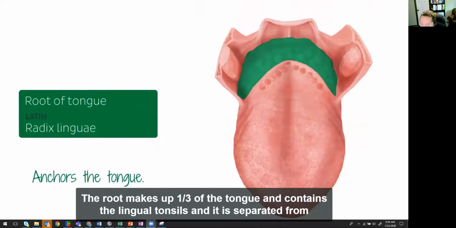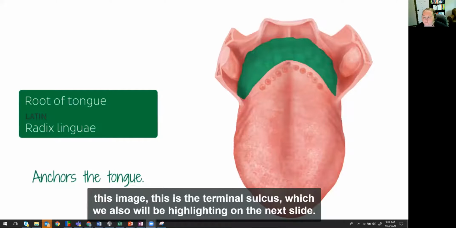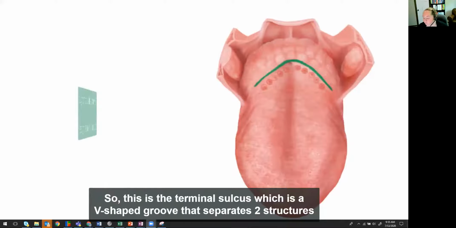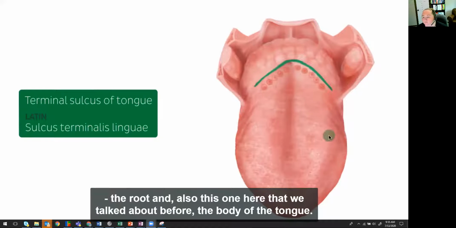The root makes up 1/3 of the tongue and contains the lingual tonsils, and it is separated from the body of the tongue by a V-shaped terminal sulcus, which you see a little bit here on this image. This is the terminal sulcus, which we also will be highlighting on the next slide. So this is the terminal sulcus, which is a V-shaped groove that separates two structures, the root, and also this one here that we talked about before, the body of the tongue.